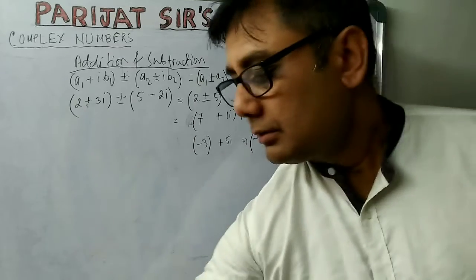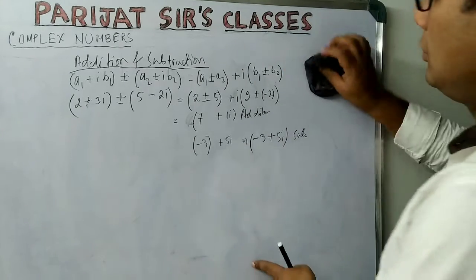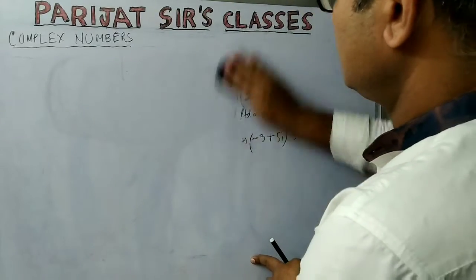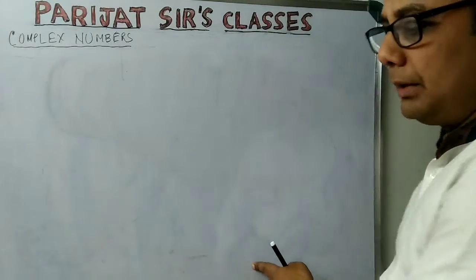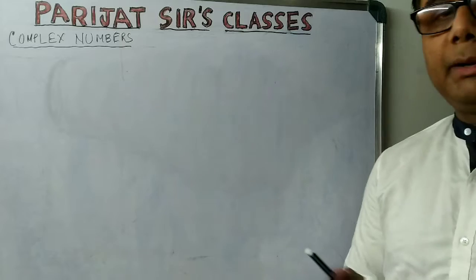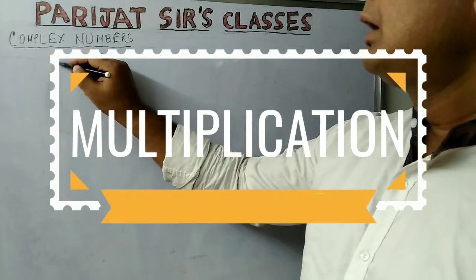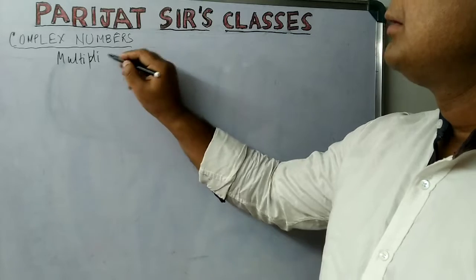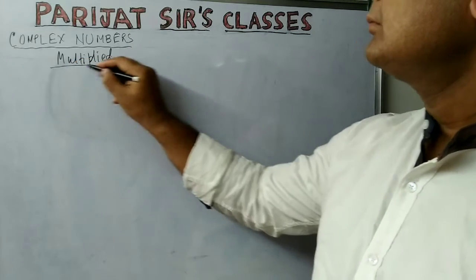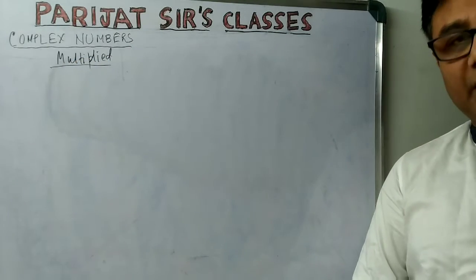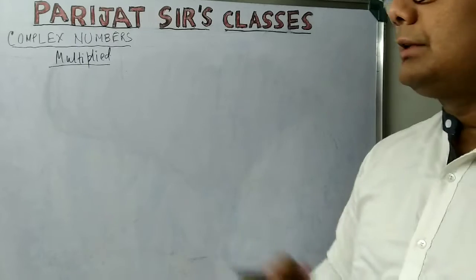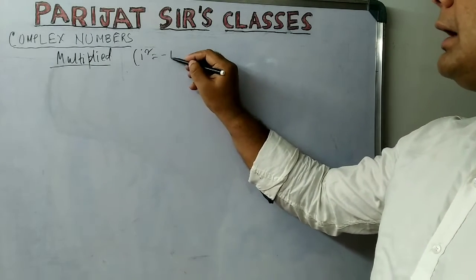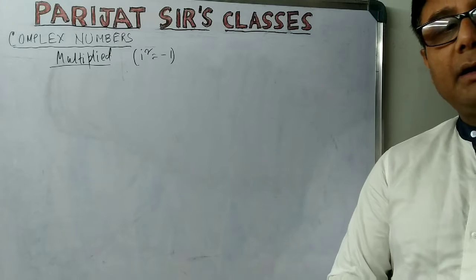Next, we will go on to another important topic of complex numbers, which is the multiplication of complex numbers. Let's see how complex numbers are multiplied. It's a very easy thing. Before that, just remember one thing. I just told you i square is minus 1. i square is minus 1.